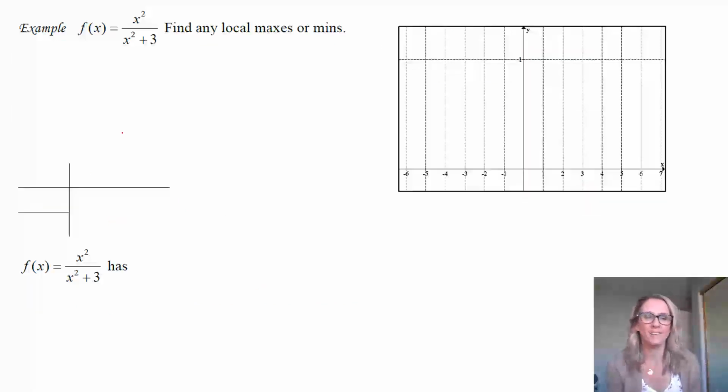Okay, one more, and then I'll finish this video. So f of x equals x squared over x squared plus 3. Find any local maxes or mins. So the same question here. If you're given a question like this, the first thing you need to do is take the derivative.